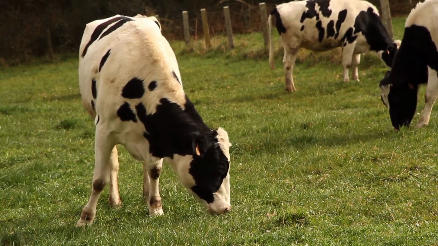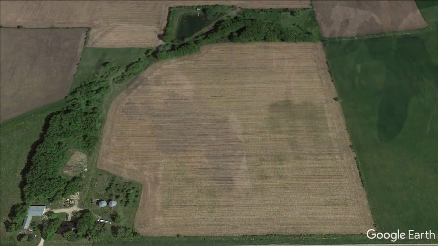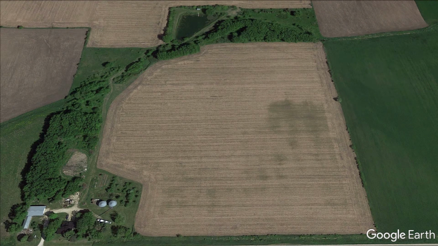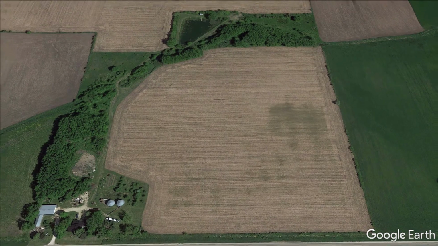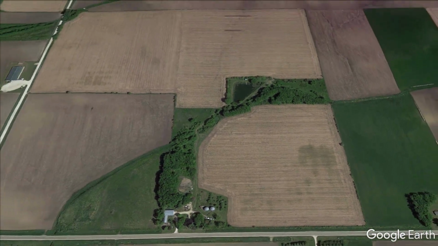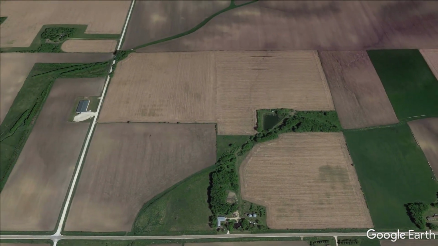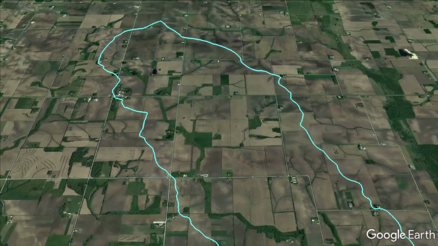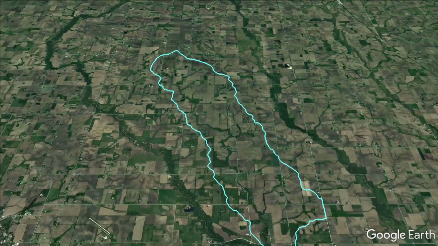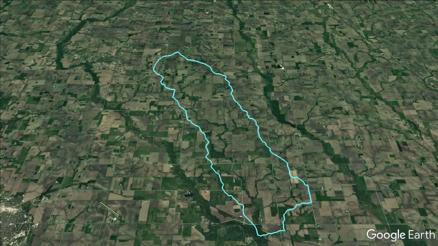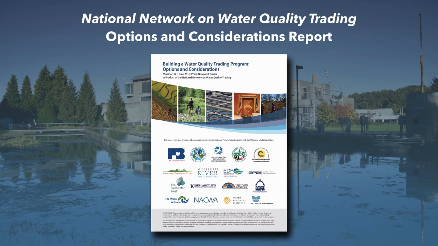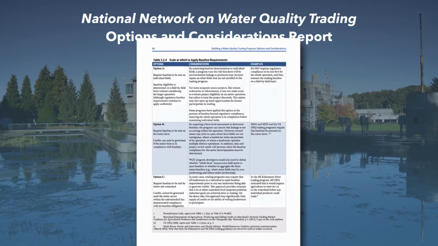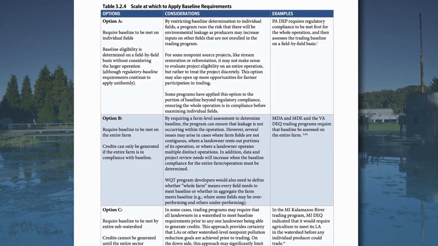There are several options for which scale to apply trading baselines. Option 1. Baseline eligibility can be determined on a field-by-field basis without considering the larger operation. Option 2. Credits can only be generated if the entire farm is in compliance with baseline. Option 3. Credits cannot be generated until the entire sector within the sub-watershed has demonstrated compliance with its baseline obligations. See the Options and Considerations Guide for pros, cons, and examples of these different scales.